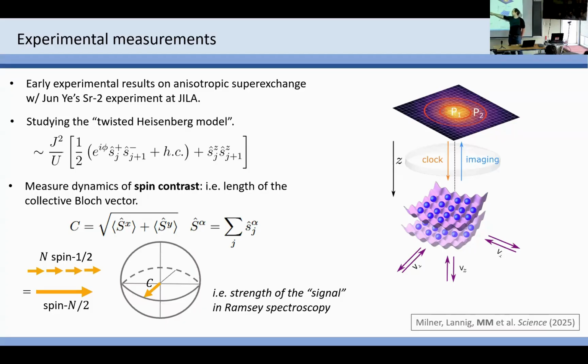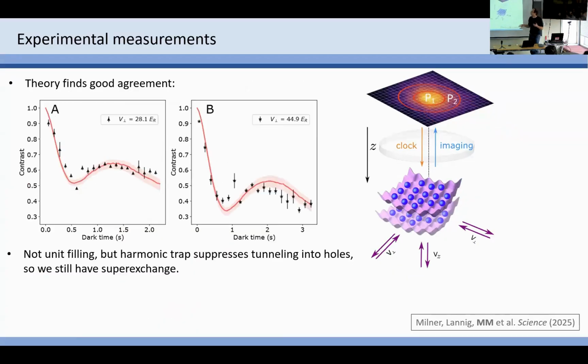And what they studied is basically the spin contrast. If I have my little individual spins and I stack them together into a big collective spin that lives on a big Bloch sphere, the contrast is basically the length of that collective spin, which gives you the strength of your Ramsey signal. And long story short, it worked. We were able to find good agreement with our theory predictions for the time evolution of the contrast under these twisted Heisenberg dynamics. Now, I should point out that that system was definitely not that close to unit filling of one particle per site.